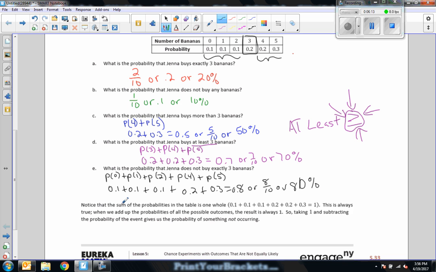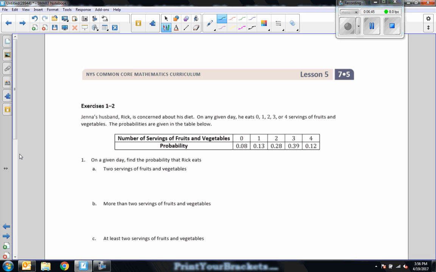Notice that the sum of the probabilities in the table is 1 whole. I said that at the beginning. This is always true. When we add up the probabilities of all possible outcomes, the result is always 1. So taking 1 and subtracting the probability of an event gives us the probability of something not occurring. Rather than adding all those up, all I had to do was take the total 1 and subtract the 0.2. Well, 1 minus 0.2 is 0.8.